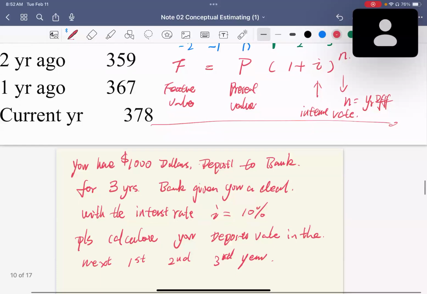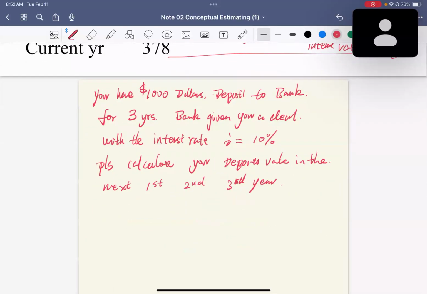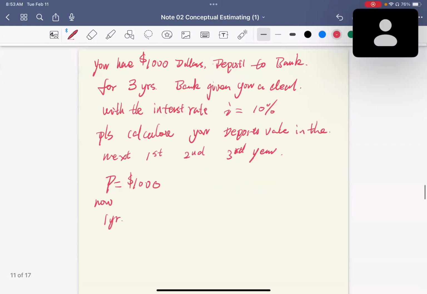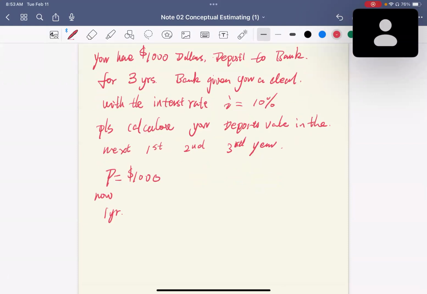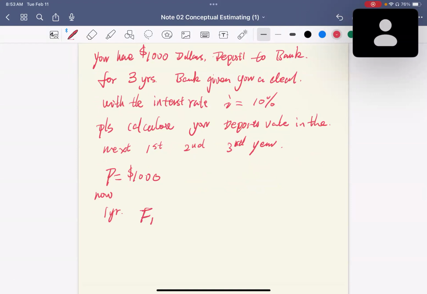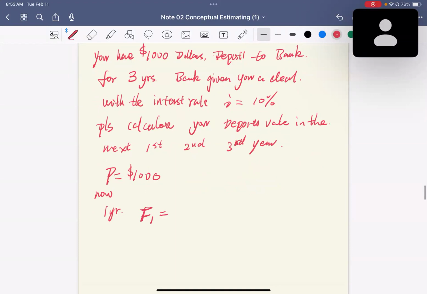Okay, so that means you make your deposit and put your money into the bank, and the bank will return you 10% as payoff for your investment, right? So you have your present, which is now $1,000, and 1 year later, your future value in the first year, you will have the $1,000.